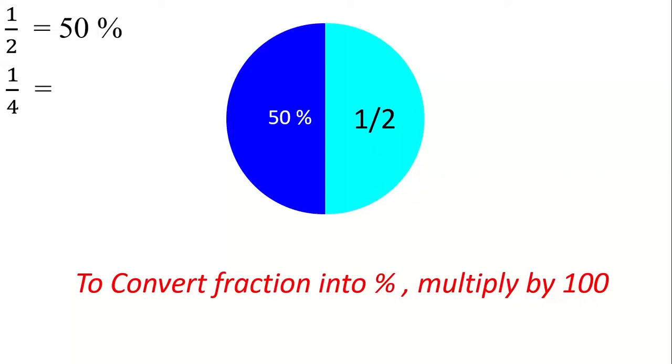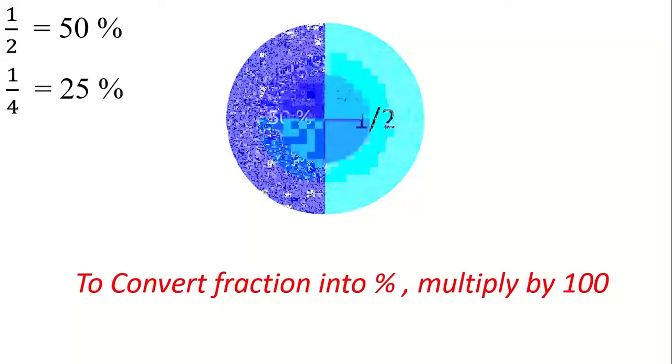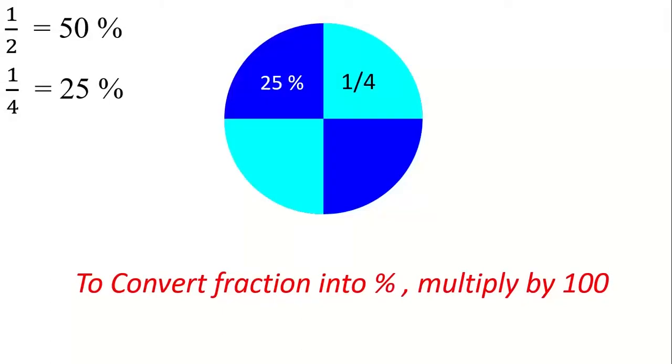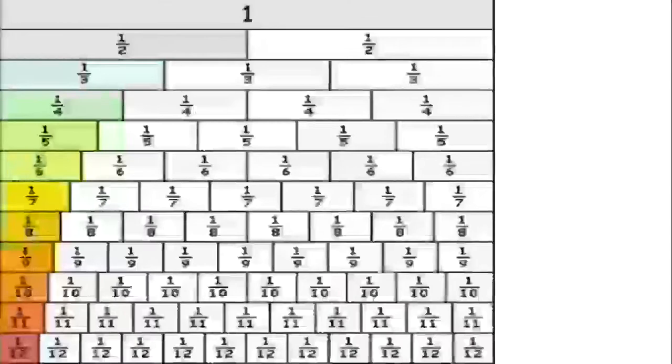1 by 4, so 1 by 4 multiplied by 100 is going to give me 25%. So 1 by 4 is also equal to 25%. So if you are done with this, let's remember all the fractions which are going to be helpful in our exam. So here is the table.